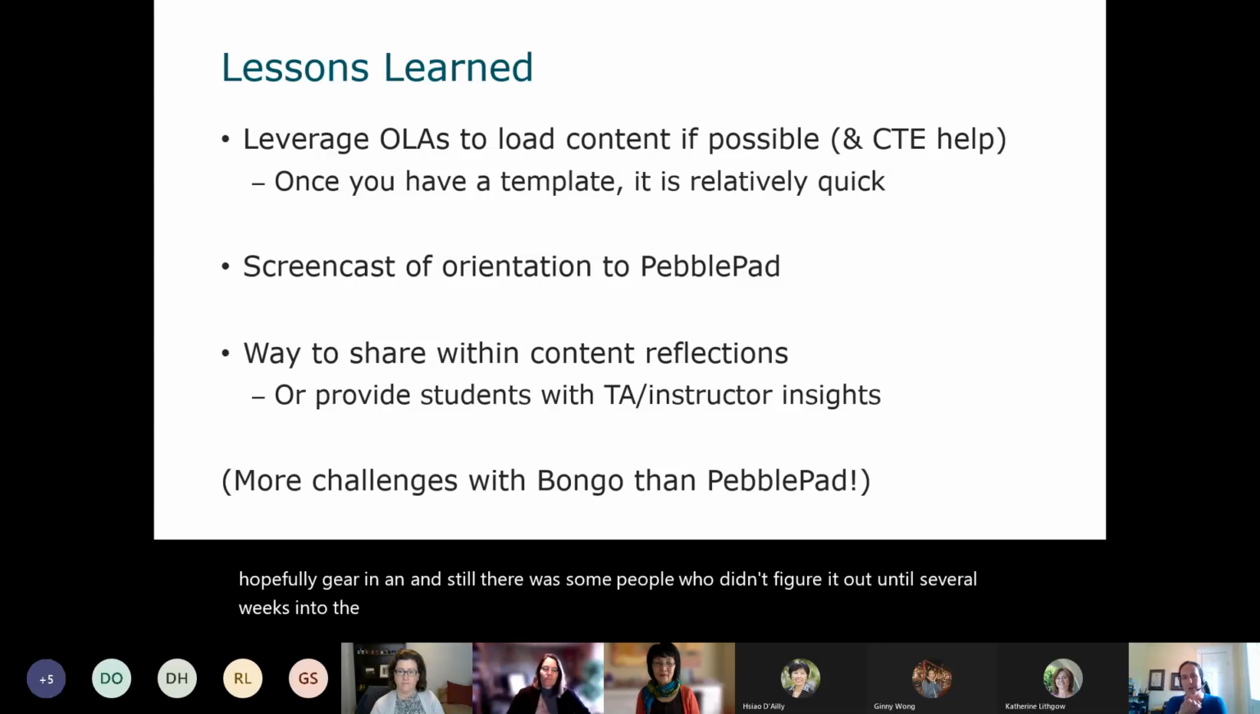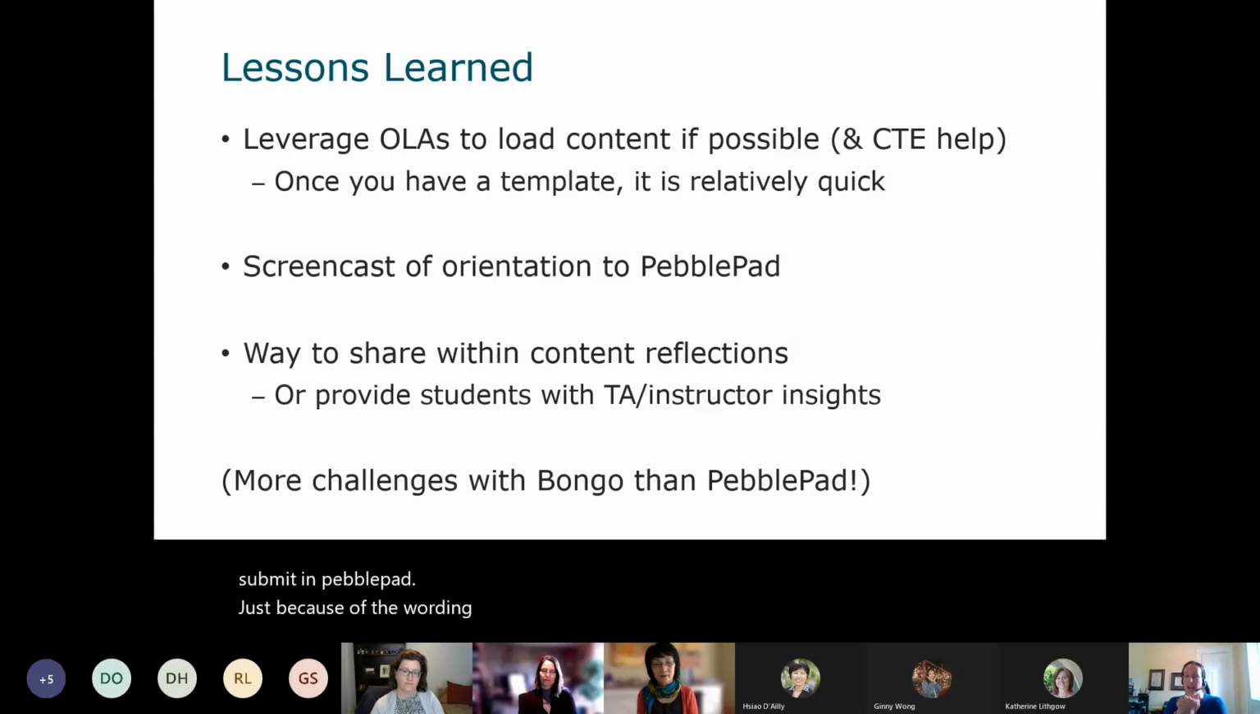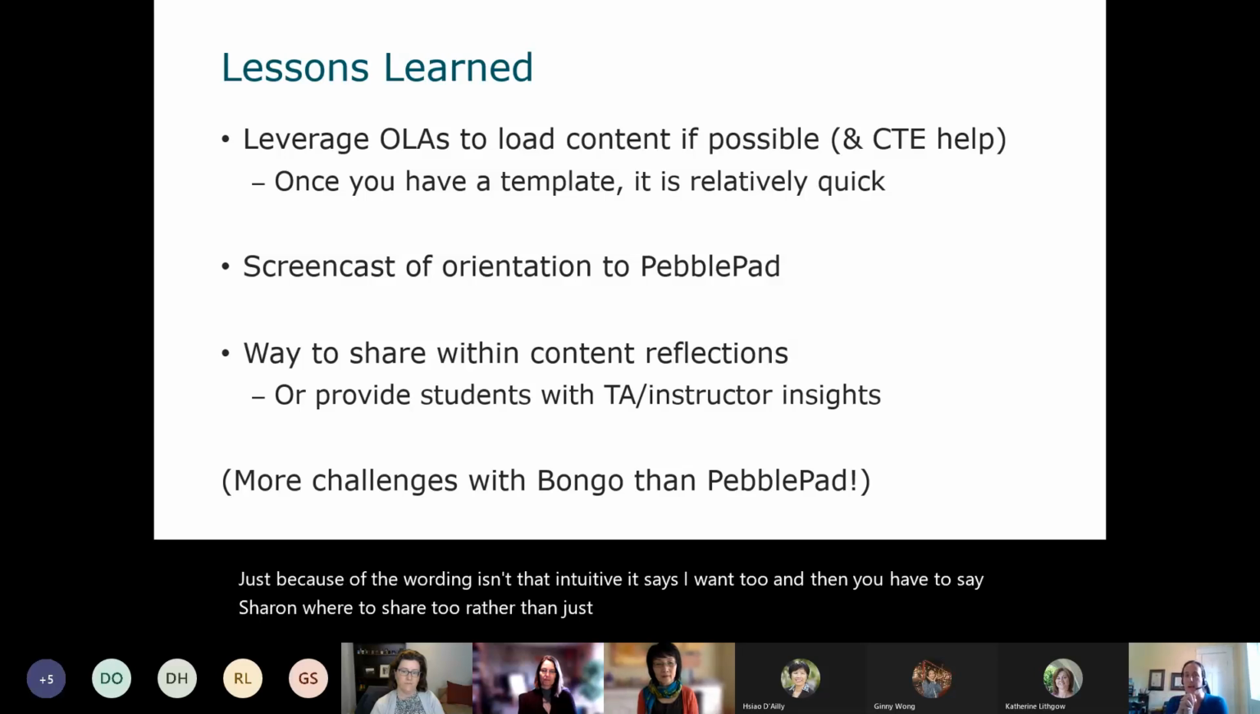So in hindsight, I would do a screencast showing click by click how to submit in PebblePad, just because the wording isn't that intuitive. It says, I want to, and then you have to say share and where to share to, rather than just saying submit.